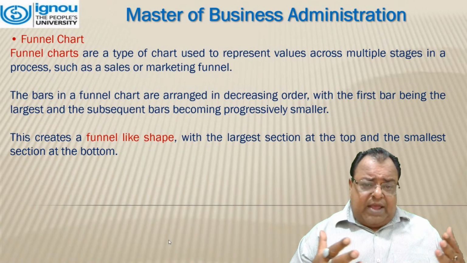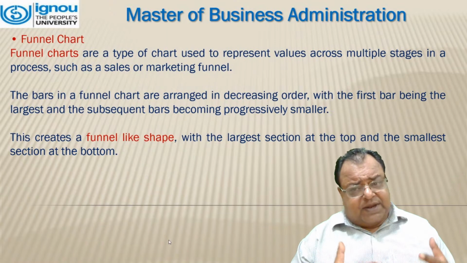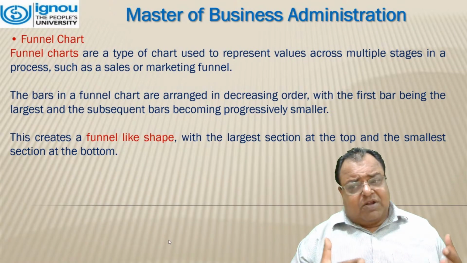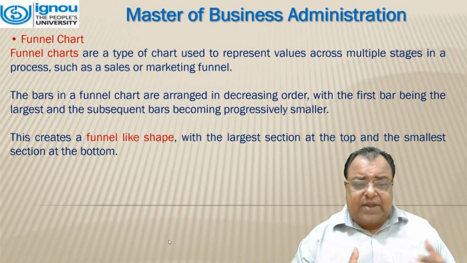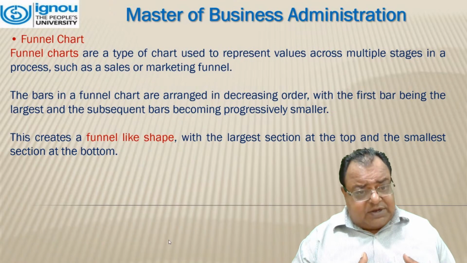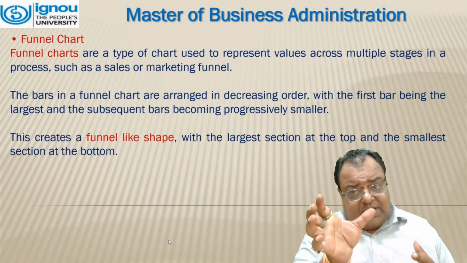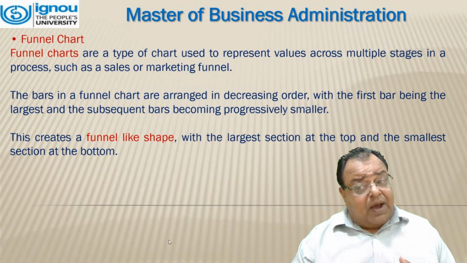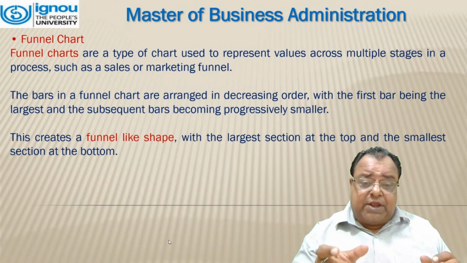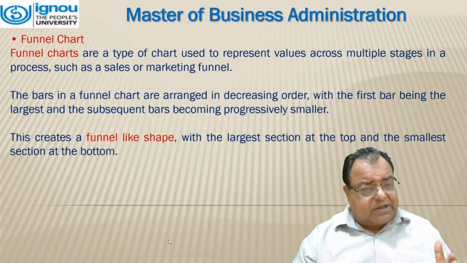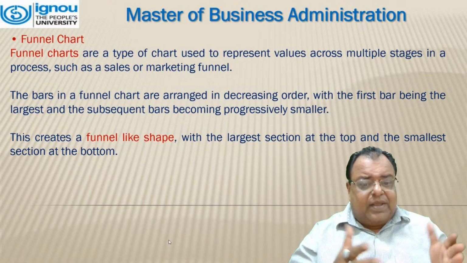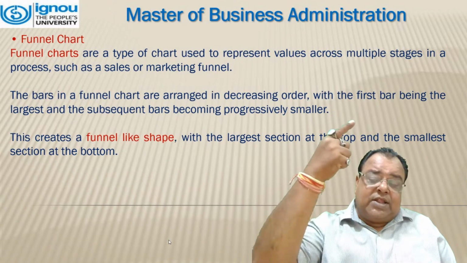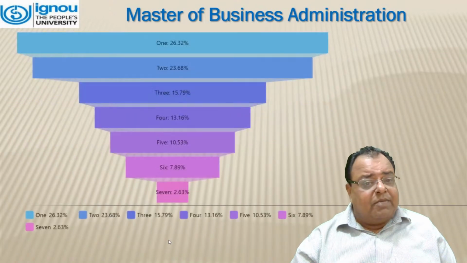Funnel charts are a type of chart used to represent values across multiple stages in a process, such as a sales or marketing funnel. The bars in a funnel chart are arranged in decreasing order, with the first bar being the largest and the subsequent bars becoming progressively smaller. This creates a funnel-like shape with the largest section at the top and the smallest section at the bottom.